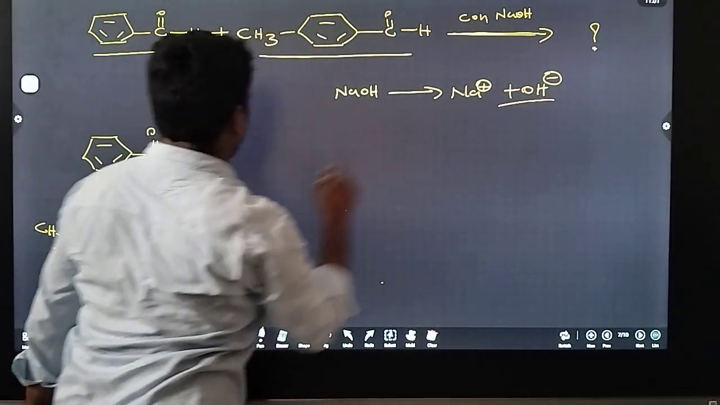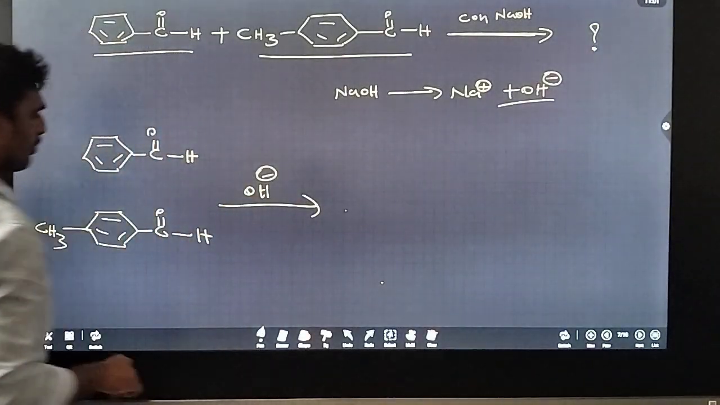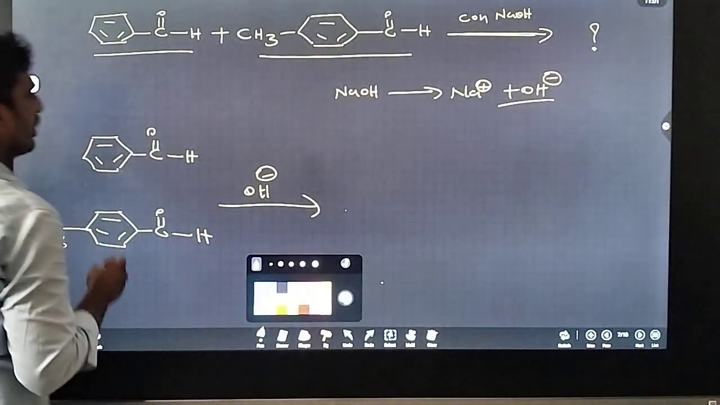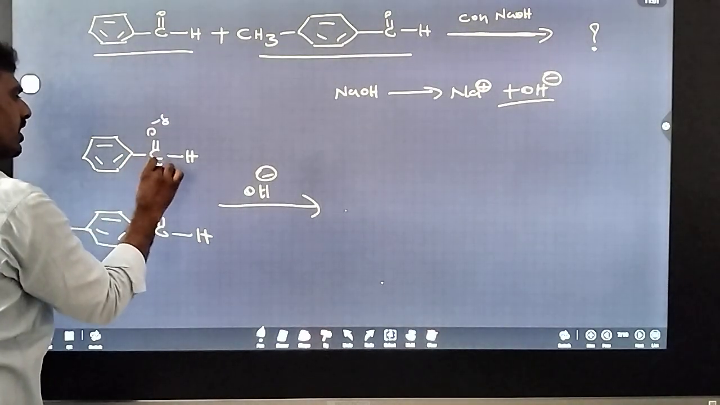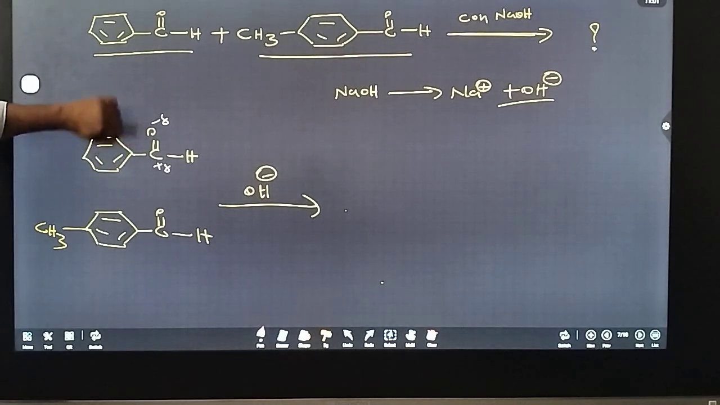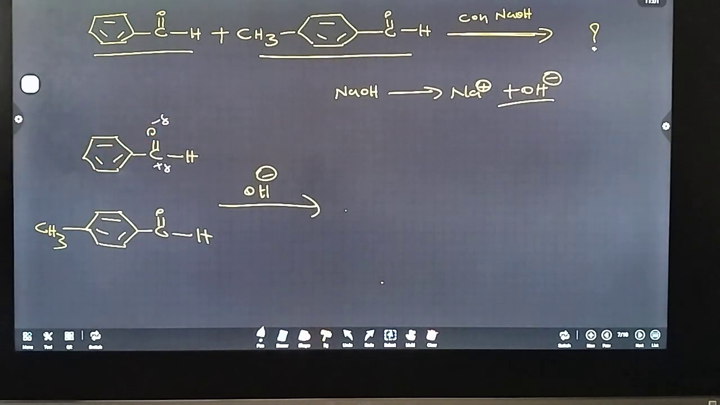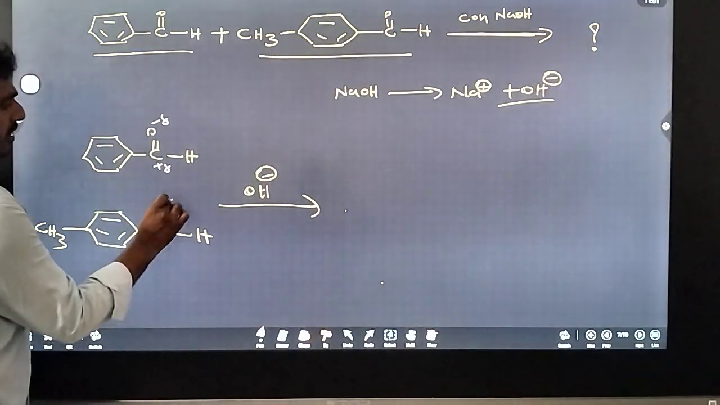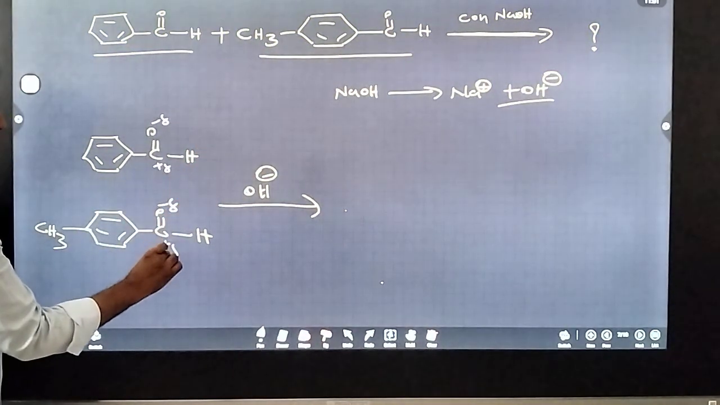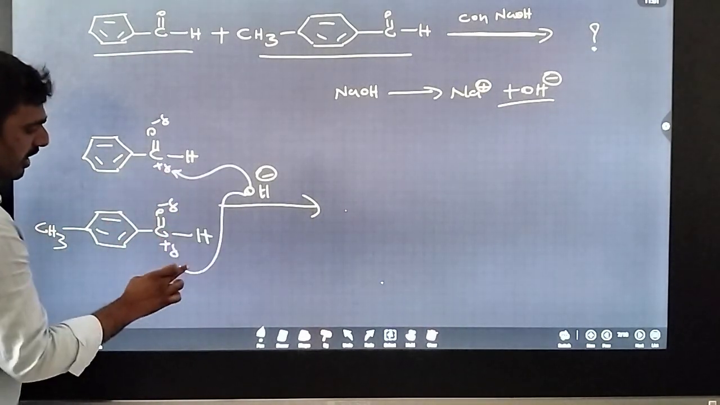So here the nucleophile is OH-. This OH- attacks which compound? Here partial negative, partial positive. Because oxygen is more electronegative, electron displacement is towards the oxygen. That's why oxygen gets a partial negative charge, so the next carbon gets a partial positive charge. Here also the same. So the OH- ion can attack here or here.